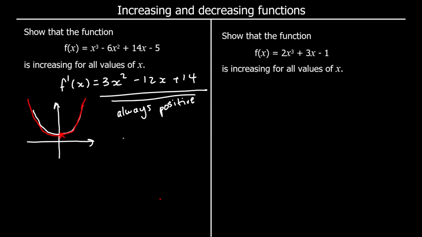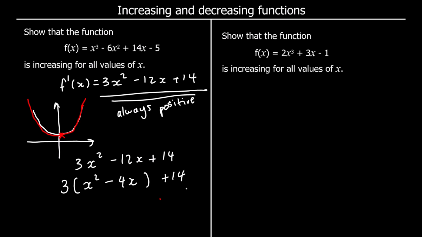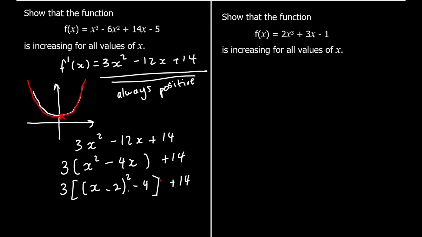So let's complete the square. So 3x squared minus 12x plus 14. I'm going to factorize out 3 out of the first two terms. I'll leave the 14 by itself. Then I'm going to complete the square on the x squared minus 4x. So half -4 is -2. Take away 2 squared, which is 4. So we have, expanding this bracket, 3 times x minus 2 squared minus 12 plus 14.